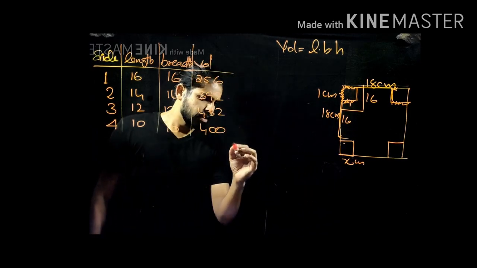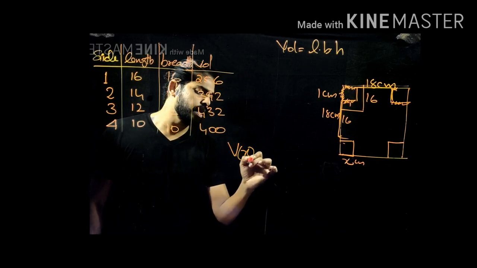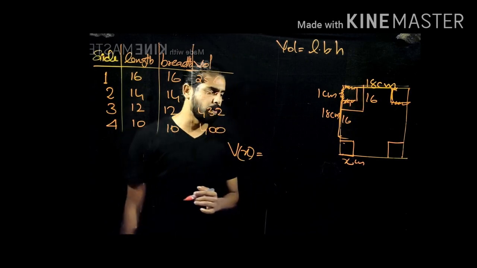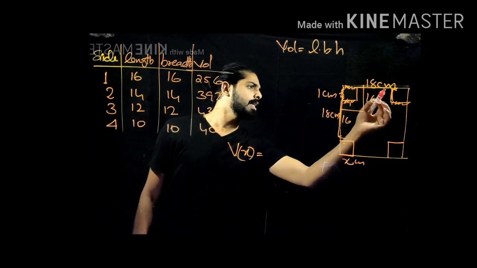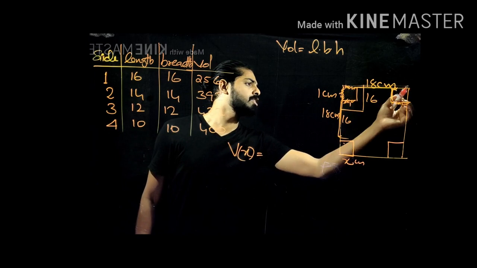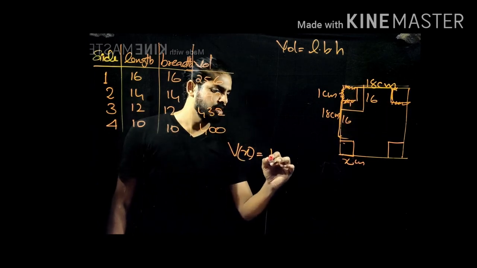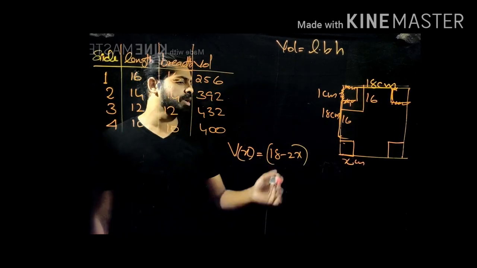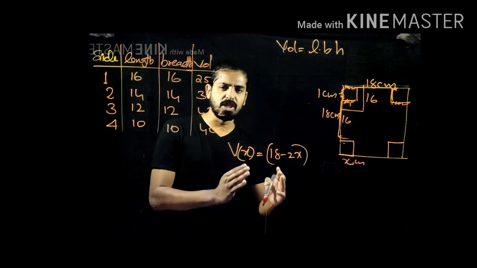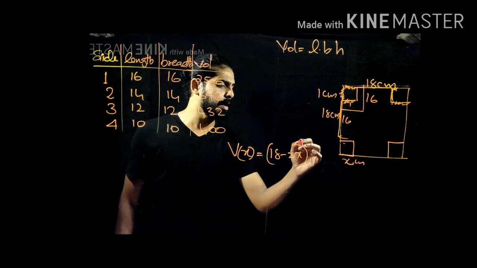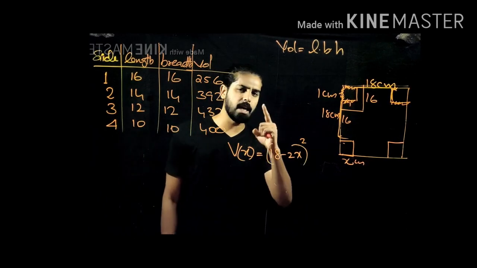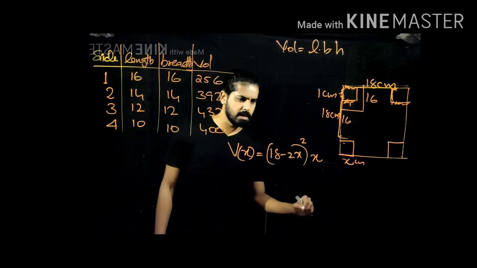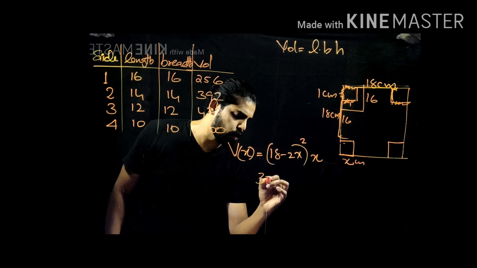Then the volume, which depends on x, let's take as a function of x, where x is the side of the square. So length will be 18 minus x from here and x from here, so 18 minus 2x. Since this is a square sheet, the breadth will also be 18 minus 2x. So volume, which is length into breadth into height, will be 18 minus 2x into 18 minus 2x into x, which is (18 minus 2x) whole square into x. On squaring this and simplifying, you will get 324.